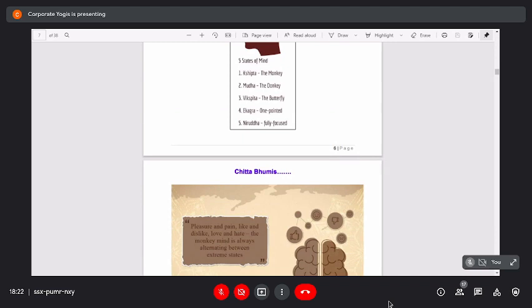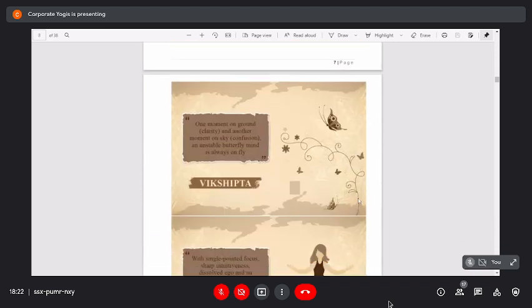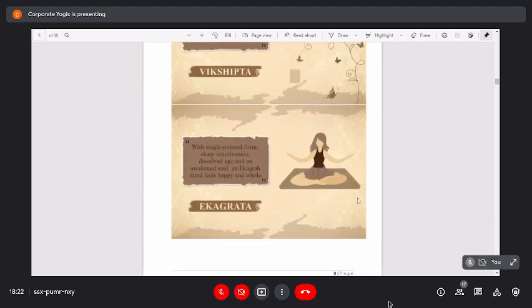Then there comes the Ekagra state. Ekagra state is where you are concentrated. You are one-pointed. If you are doing the work, you are completely into it. For example, if you are attending this session, you are completely listening to me. Your mind is not wandering anywhere. So that is called Ekagra.